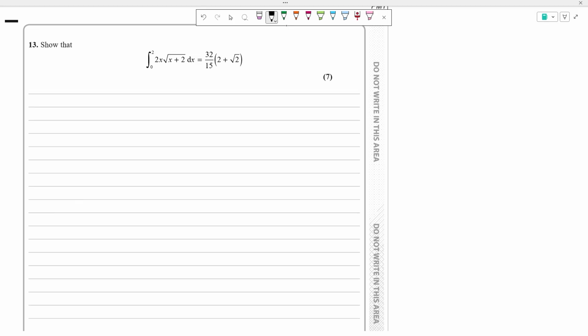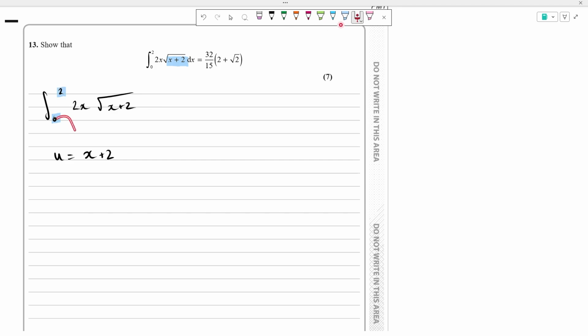We're probably going to have to use some integration by substitution. So I'm going to quickly rewrite the integral again, and what I'm going to make as my substitution is this bit in x plus 2. So I have u is equal to x plus 2. I'm also going to change the limits while I'm at it. So my limits here is 0 and 2.